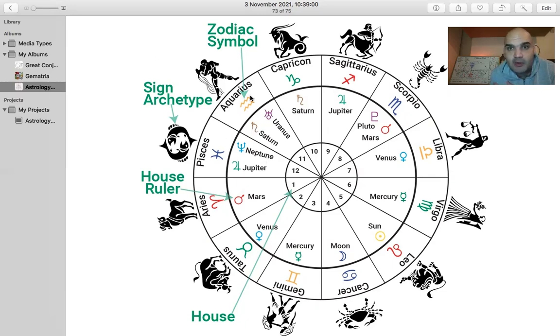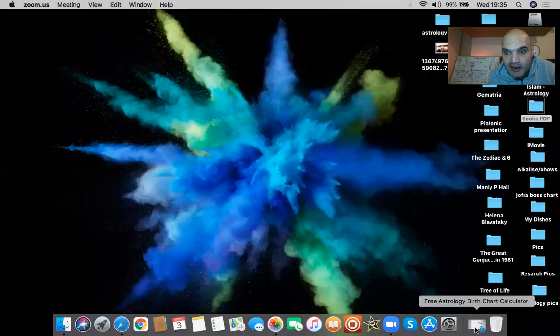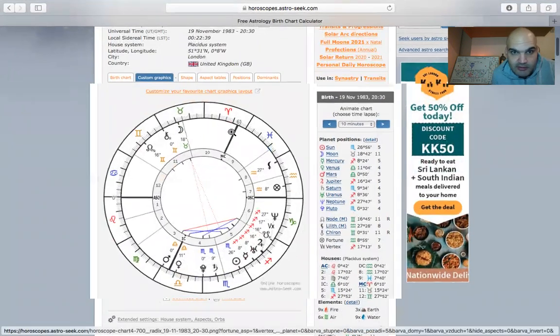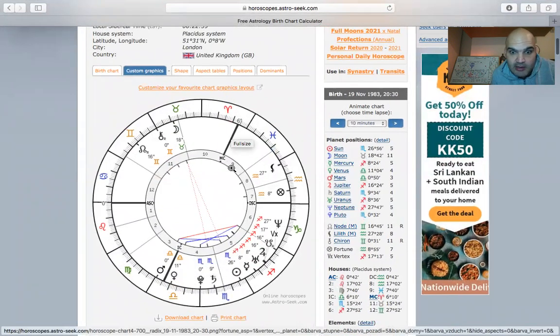So what I'm going to do now is stop sharing this screen and show you my own chart. And obviously, because I know my own chart the best, I can give you an example of where I have particular energies and how it all works and what it means. Sorry, I'm going to share my screen again and bring this up. Yeah, this is my birth chart.